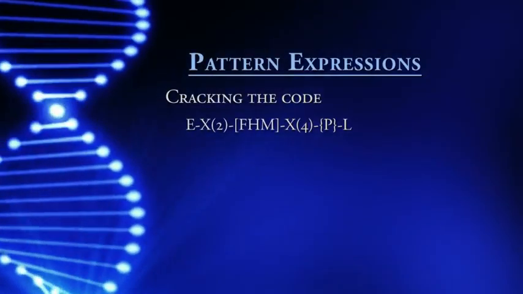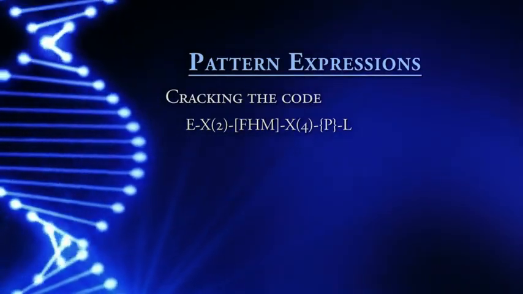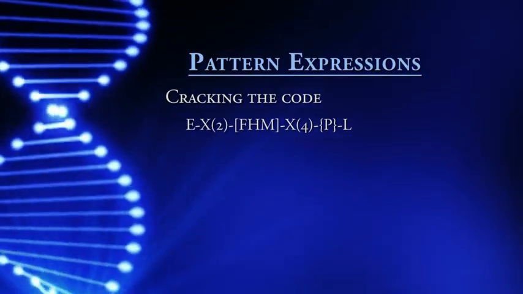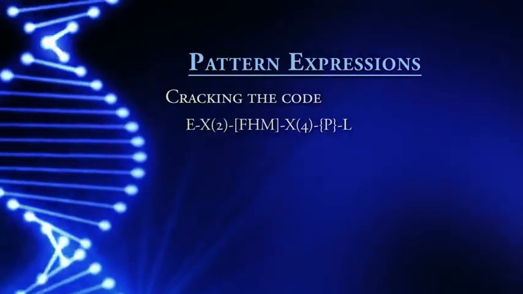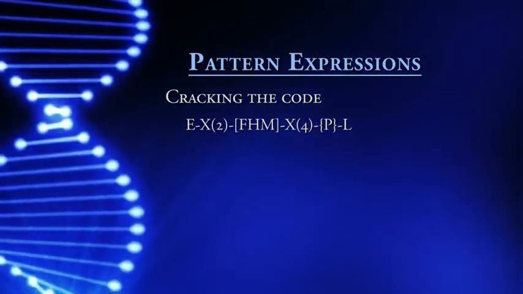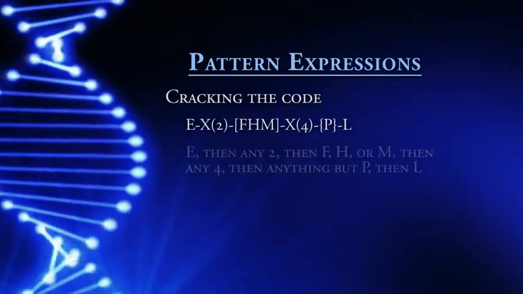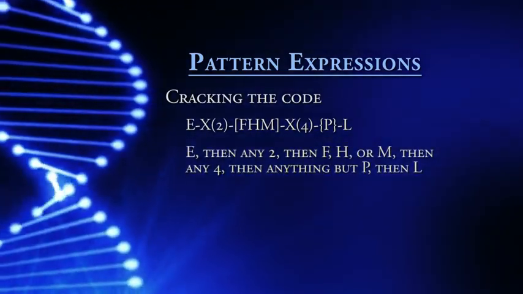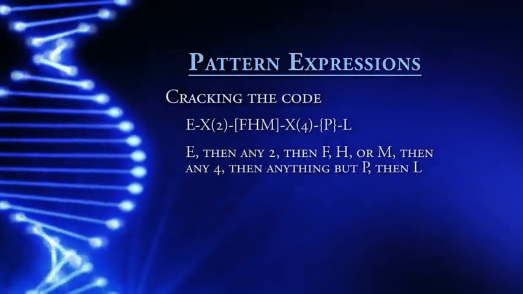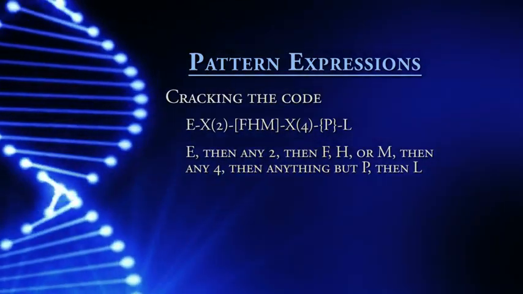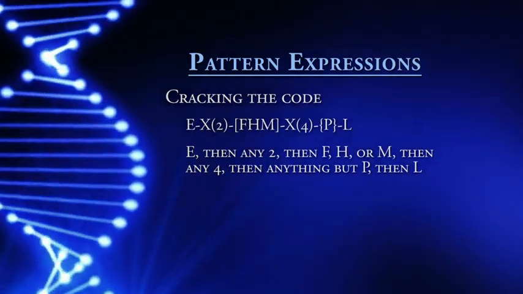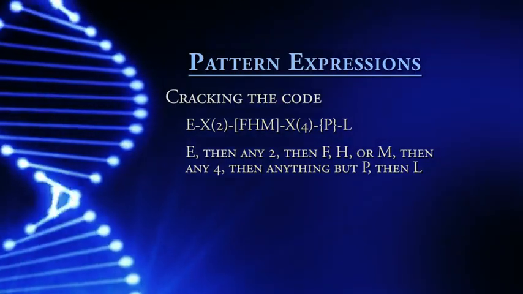Now let's look at a longer and hypothetical regular expression that kind of explains most of the possible scenarios. So if you look at this pattern, E-X2-[FHM]-X4-{P}-L, well, what does that mean? It means that there is an E in the first position. That means glutamic acid. X2 means followed by any two amino acids. So you get an E followed by any two in the next positions, followed by, in the fourth position, would be an F, H, or an M.